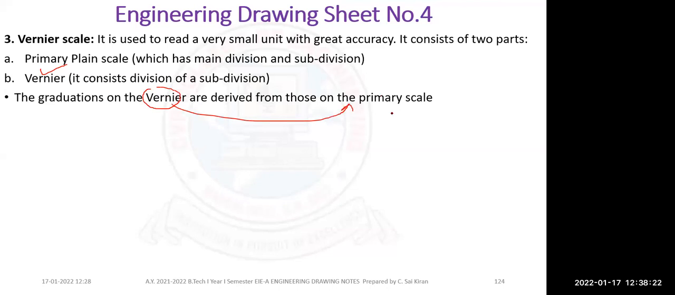Suppose the primary scale is in metric units, then the Vernier scale will be in metric units. Suppose the primary scale is in imperial units, feet and inches. You have to create the Vernier scale with respect to the primary scale.